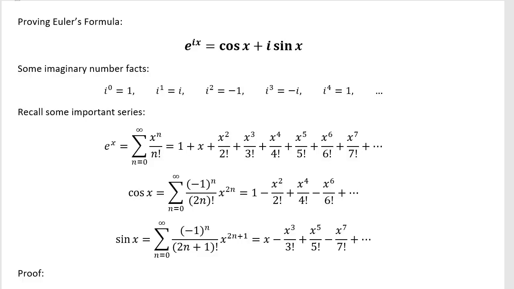Hello, this is a short video trying to prove Euler's formula, e to the ix is equal to cosine x plus i sine x. For us to do this proof, we need a few things.